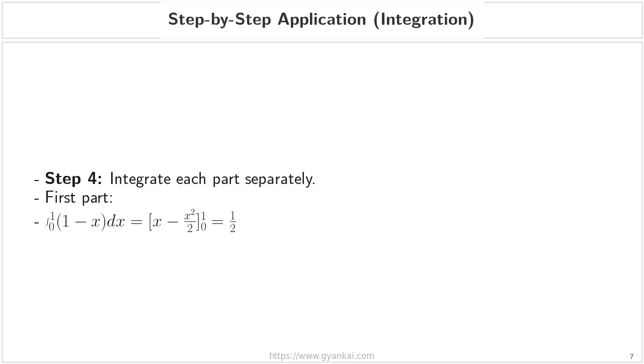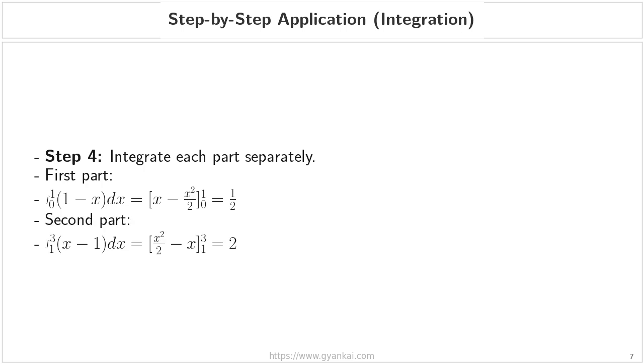Now, we evaluate this from our lower limit of 0 to our upper limit of 1. This means we substitute x equals 1 into our result, and then subtract the value of the result when x equals 0. So, we have 1 minus 1 squared divided by 2 minus 0 squared divided by 2. This simplifies to 1 minus 1/2 minus 0, which equals 1/2. Now, let's move on to the second part.